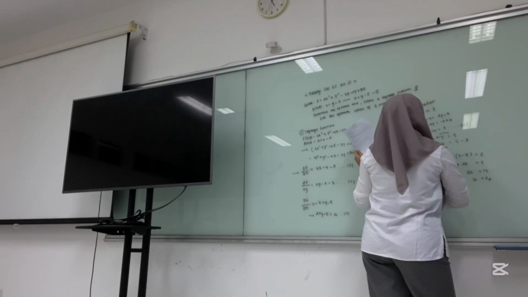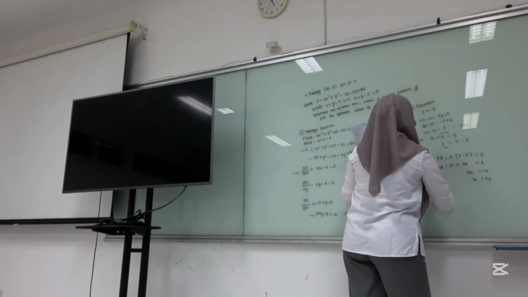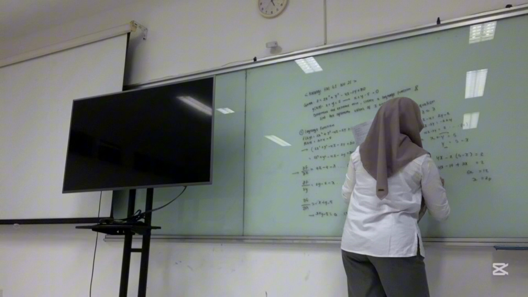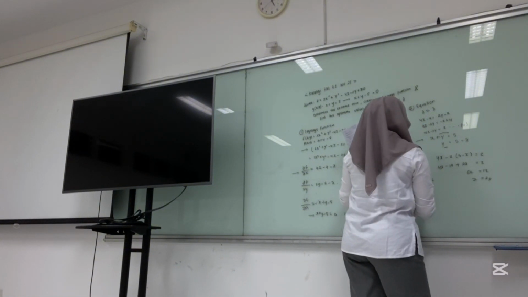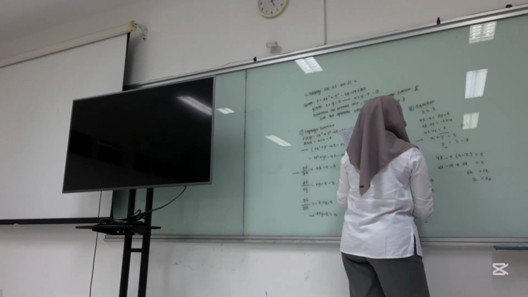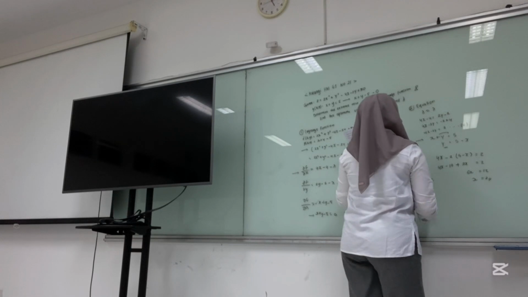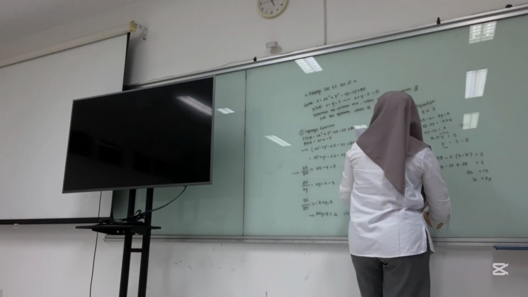And then we can find y now. Since y is equal to 5 minus x, that would be 5 minus 2. So y equals 3. The coordinate will be (2, 3).